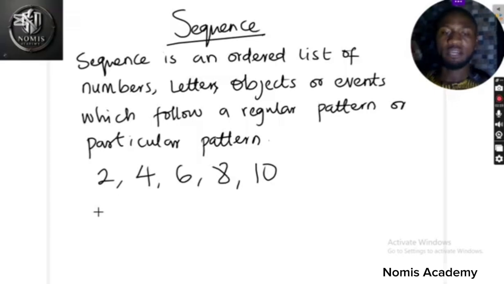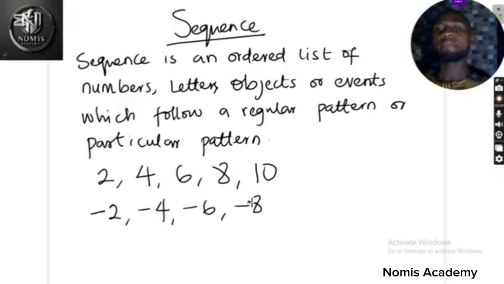What if I have minus 2, minus 4, minus 6, minus 8? It follows the same kind of pattern, now by subtraction of 2. Minus 2 minus 2 is minus 4. Minus 4 minus 2 is minus 6. Minus 6 minus 2 is minus 8. So it follows a particular pattern.